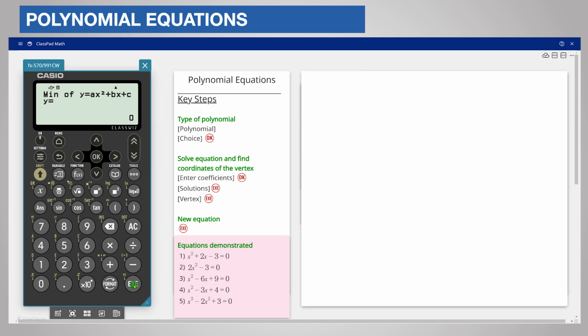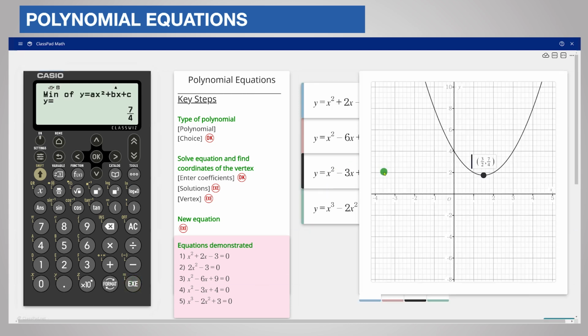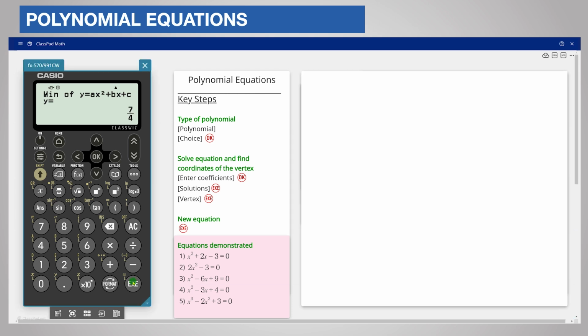Let us now enter the fourth equation. Enter the coefficients 1, -3 and 4, and find the solutions as usual. The calculator displays the message, no real roots. This means that the equation has no real solutions. You can still find the coordinates of the vertex by pressing the execute or OK key. In this case, the graph lies entirely above the x-axis. Return to the input screen.